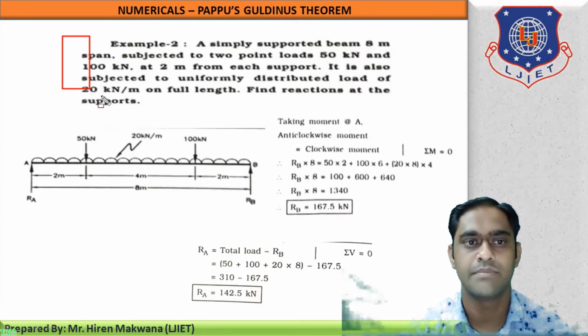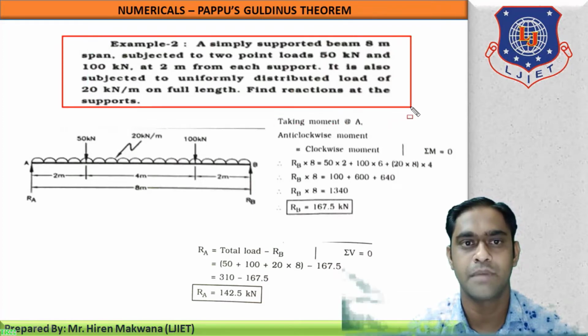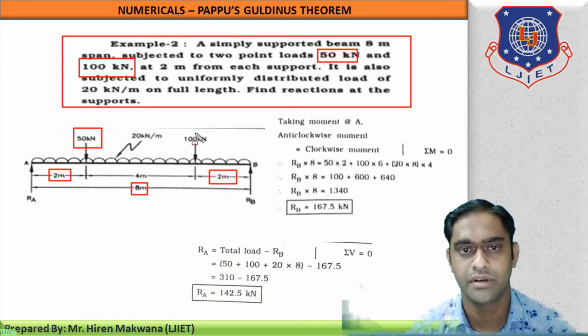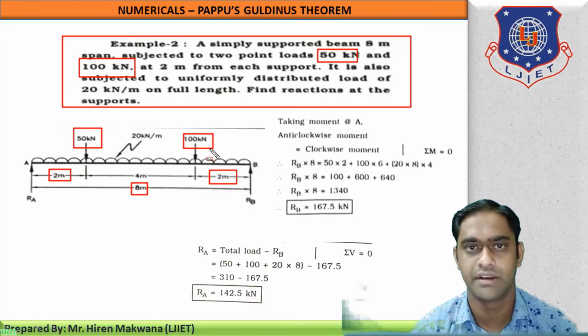Let us see. A simply supported beam, 8 meter span, subjected to 2 point loads 50 kN and 100 kN. So what is given? This is the beam having length 8 meter, as you can see, subjected to 2 point loads 50 kN and 100 kN at 2 meter from each support. So you can see from the left support at a distance of 2 meter 50 kN load is given, and from the right support at a distance of 2 meter 100 kN load is given.